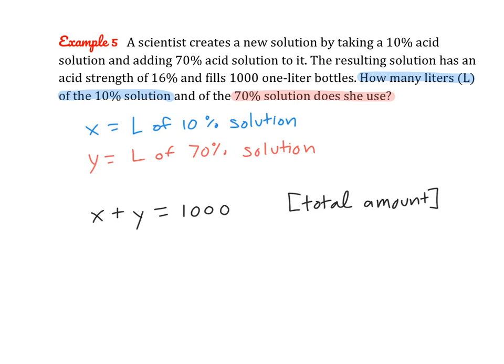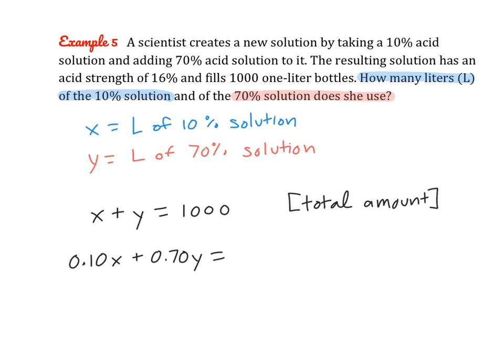The other thing that we know from the prompt is how much acid is in each portion of the solution. For the very first portion, the part they started with, 10% of however much they had was acid. So we can say 0.10x. And then they added this 70% solution, which means 70% of this y liters is acid. So we can say 0.70y.